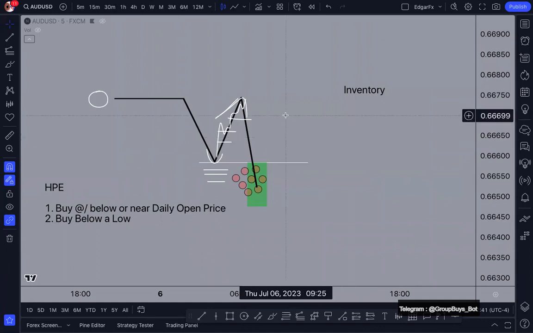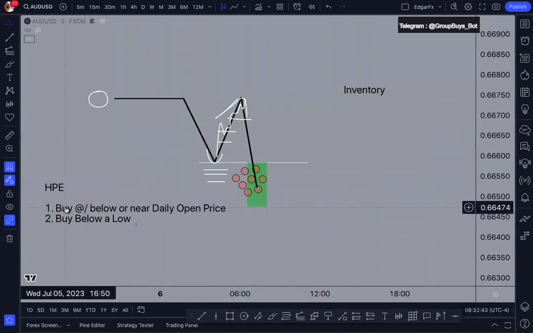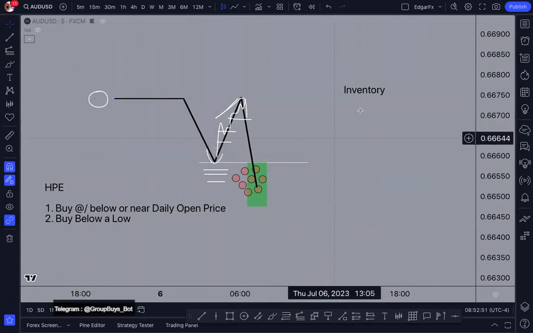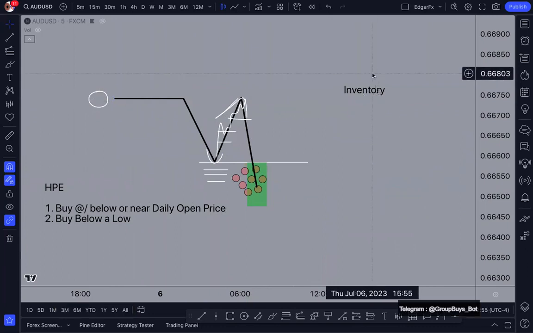So look, this says buy at, below, or near daily open price. This is a low below the open price. Should I buy it? You can. No. Why? It depends on what time.